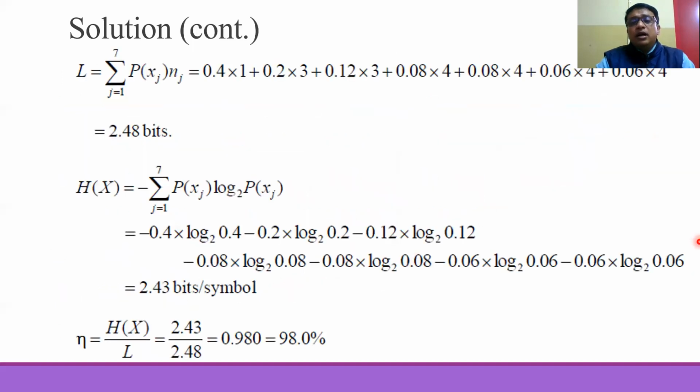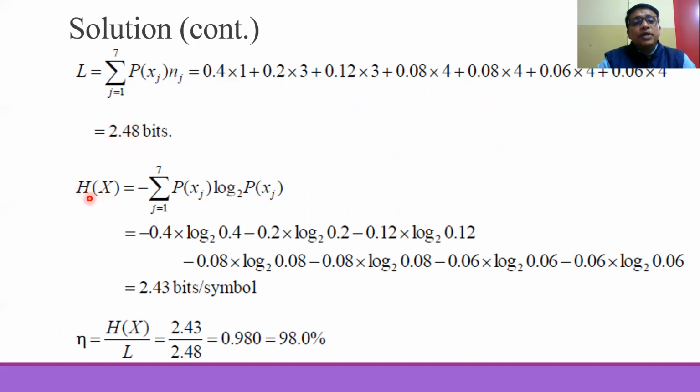Our aim was to calculate the efficiency also. So we take the average code length, and we know the formula for that. It is the probability multiplied by the number of bits, summed up, and it has become 2.48 bits. So this is the average code word length.